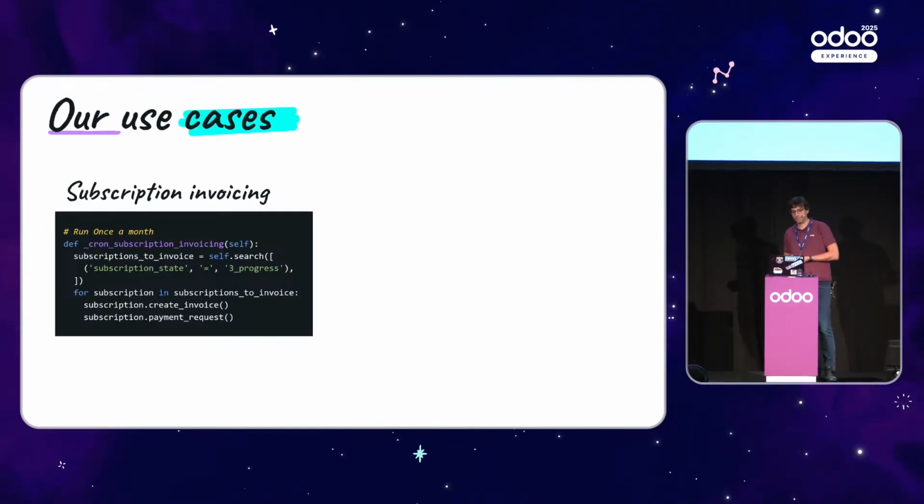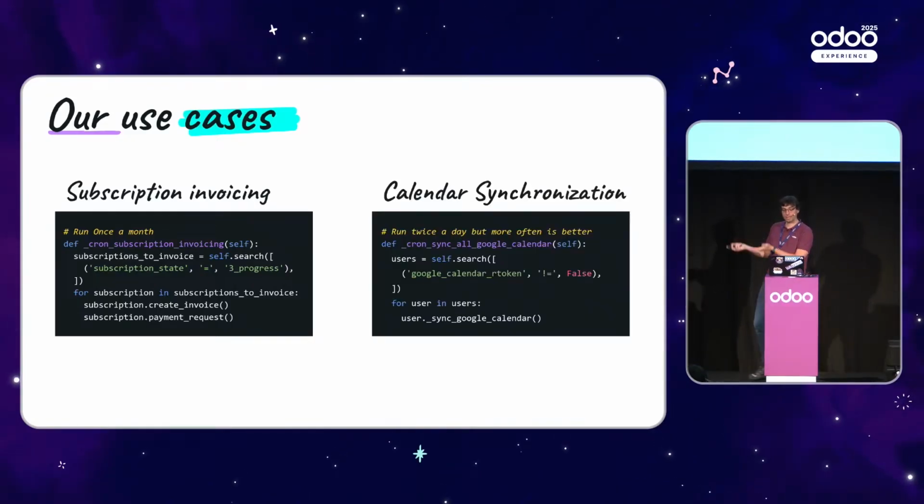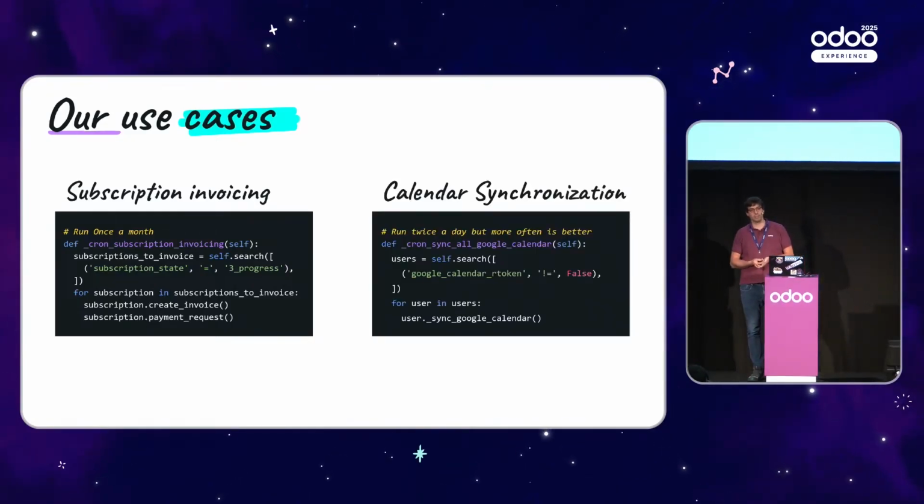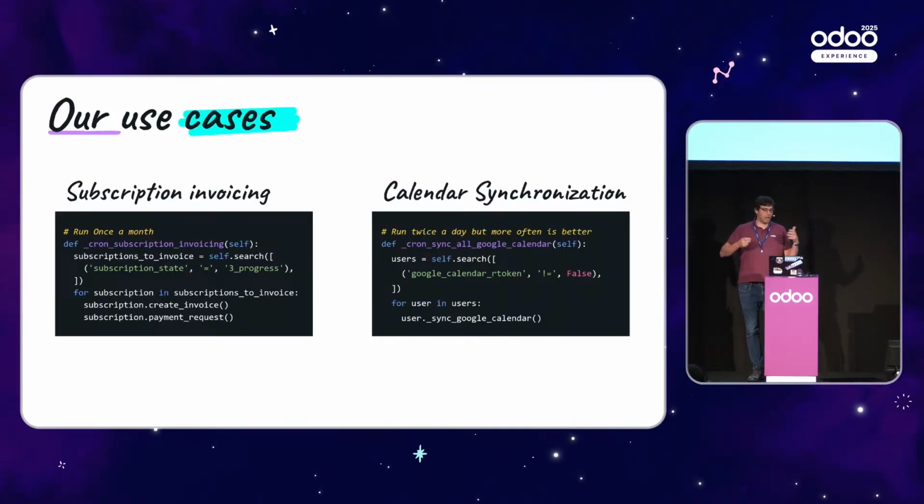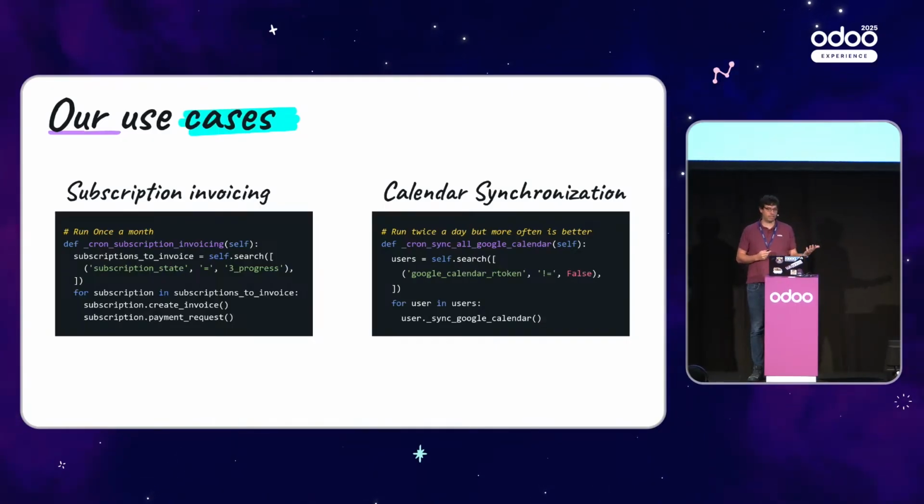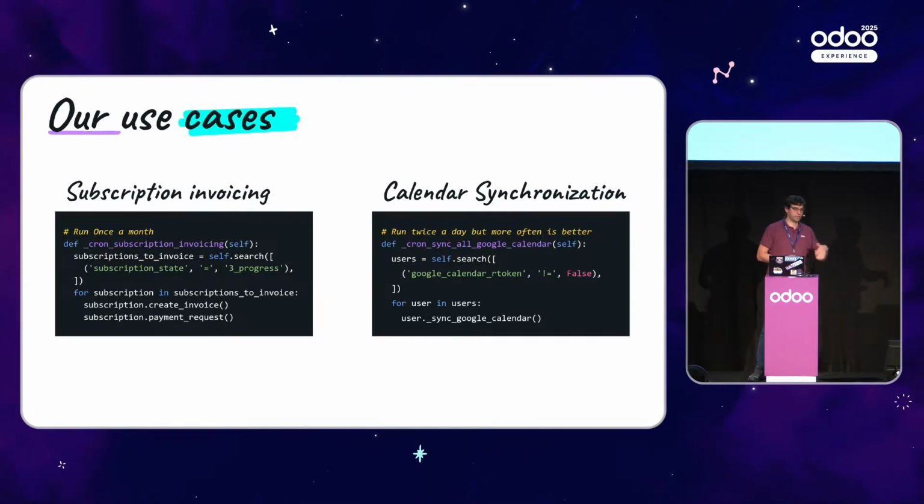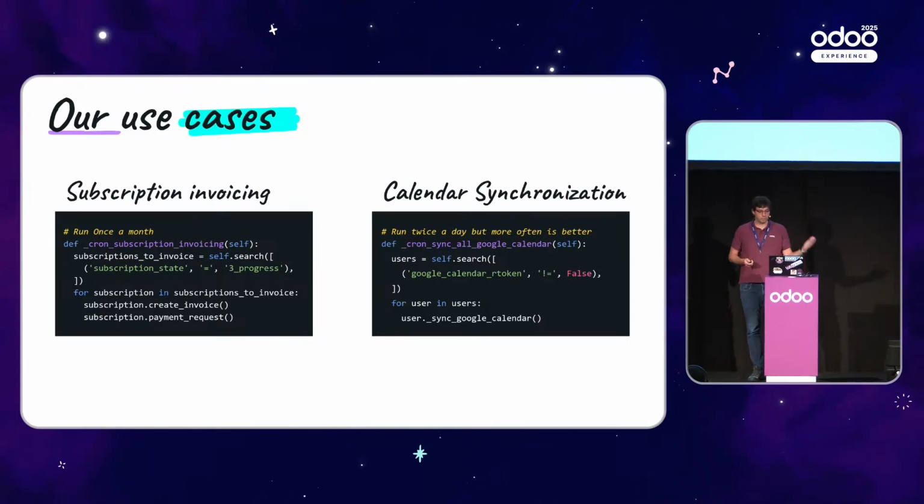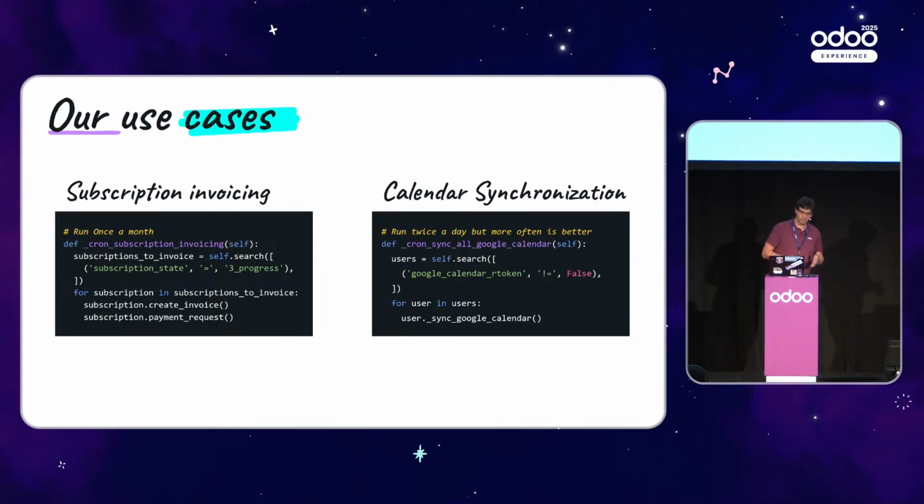Super easy. The other example is the calendar synchronization. You want to synchronize as much as possible, but in this case it can be twice a day, all your users that have activated the synchronization with Google, and could be Microsoft. So basically you are searching for all the users, and for each user, calling the magic method sync Google Calendar that's doing all the stuff for this user.